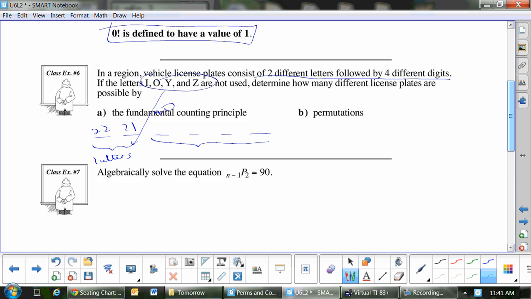Now, these are 4 different digits. Are we allowed to repeat? No. It's very specific about them being different. So the first one would be 10 times 9 times 8 times 7. How can I write that in perm form? Well, let's just talk about the letters. How many letters to choose from? 22. I am picking a group of 2. So it would be 22p2 times 10p4.